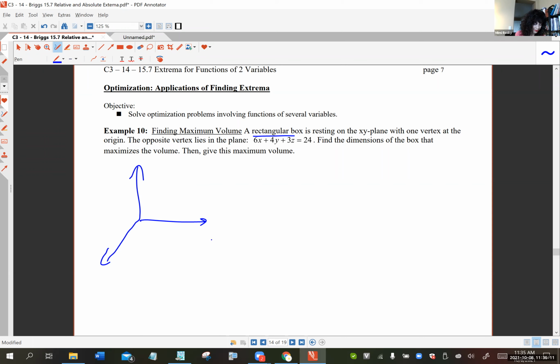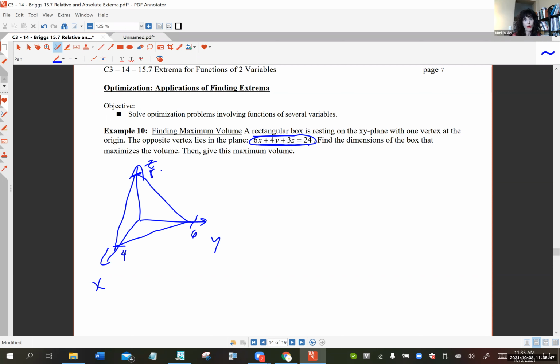Ooh, okay. And its other vertex lies in this plane. Let's graph this plane. If you find the X, Y, and Z intercepts of this plane and graph the portion in the first octant, set Y and Z simultaneously equal to 0, I get X equals 4 for an X intercept. If I set X and Z equal to 0, I get Y equals 6 for the Y intercept, and then setting X and Y to 0, I get Z equals 8. And so the portion of the plane in the first octant is there.